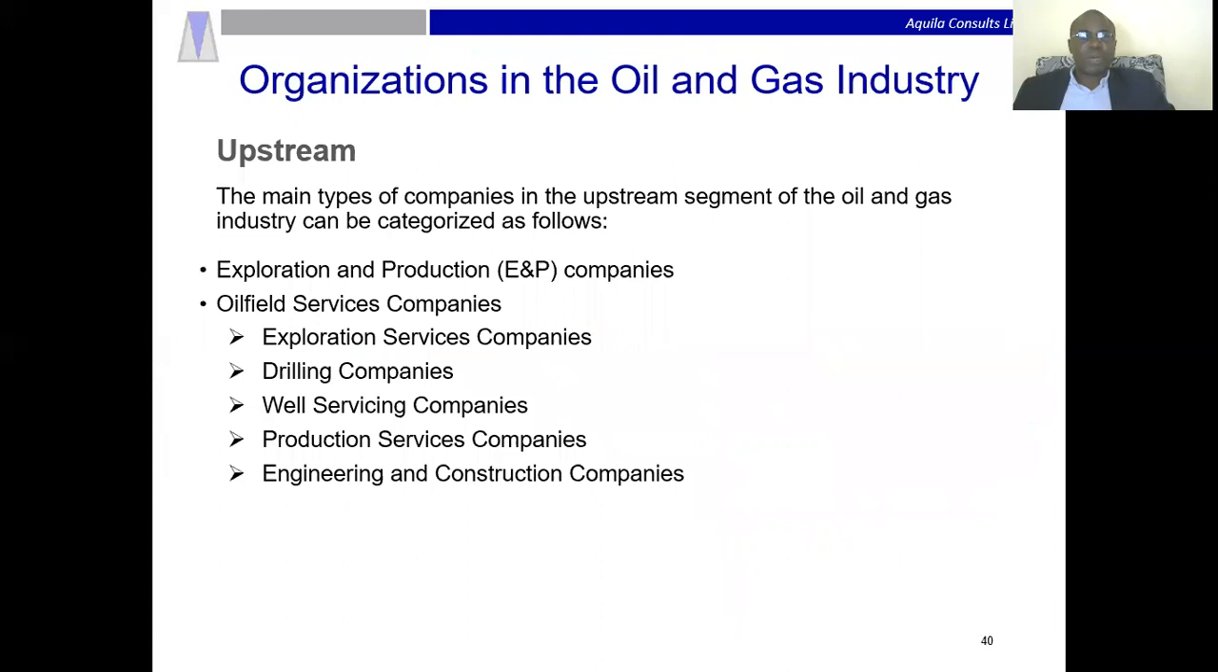So we will also divide this by upstream, midstream, and downstream. Now, under upstream, we have exploration and production companies. Then, very importantly, we also have companies we call oil field services companies. These oil field services companies provide different types of services to the exploration and production companies. Some of the services include exploration services, drilling companies, well servicing, production services, and engineering and construction. So these are the types of services you can provide to the exploration and production companies, which are the main companies in the upstream segment.